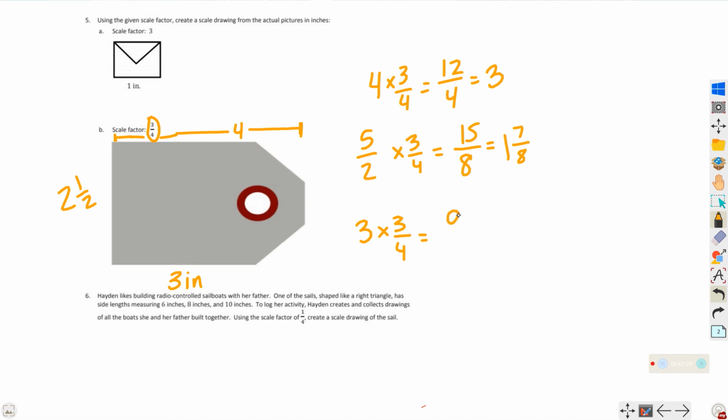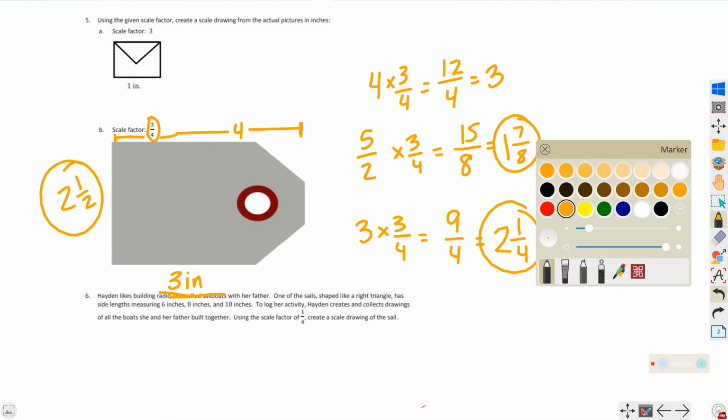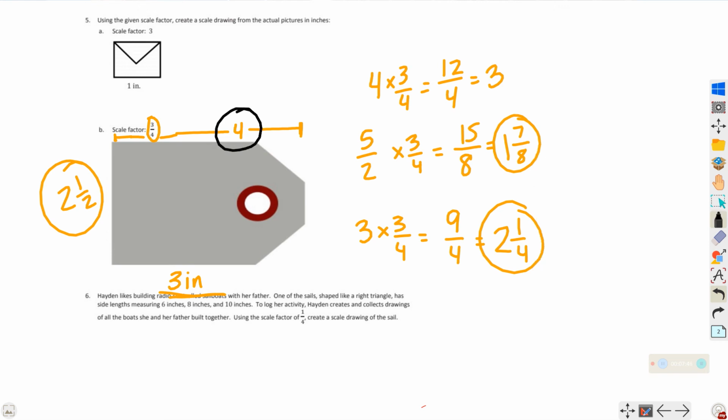3 times 3 is 9. 4 fits into 9 twice with 1 left over. So you are going to create this picture, but instead of it being 3 inches across the bottom, it's now going to be 2 1/4 across the bottom. Instead of it being 2.5 high, it's now going to be 1 7/8 of an inch high. And instead of it being 4 all the way to the other end, it should be 3 all the way to the other end. Your homework needs to have a picture drawn using a ruler and these measurements that we just found.